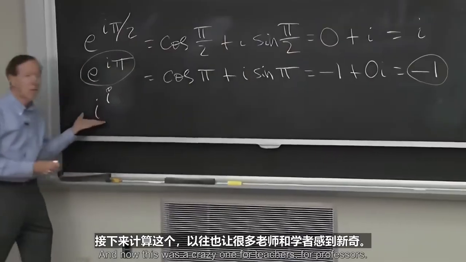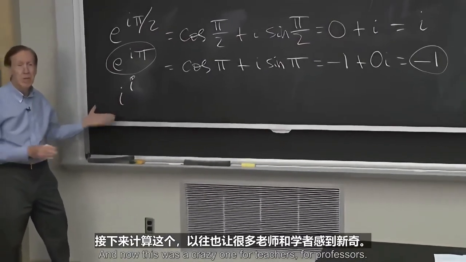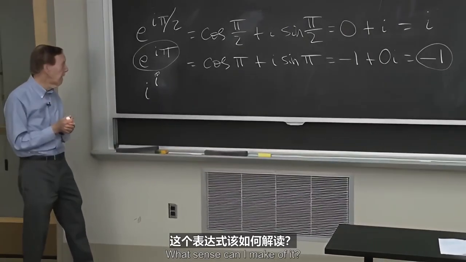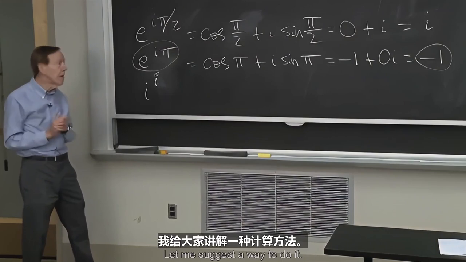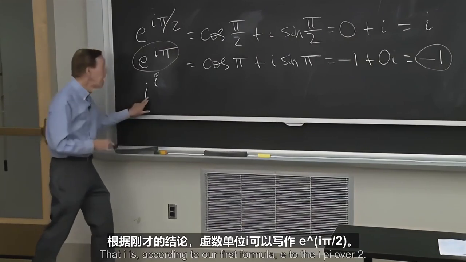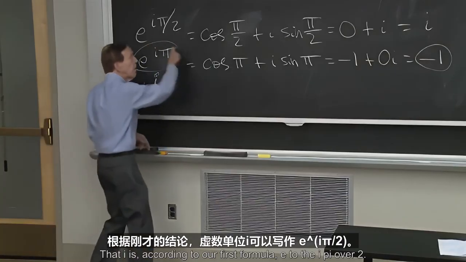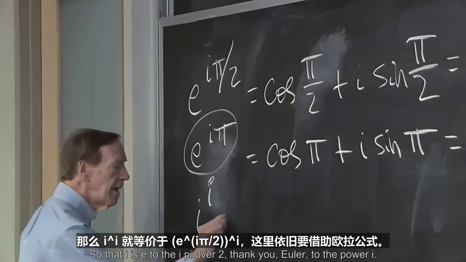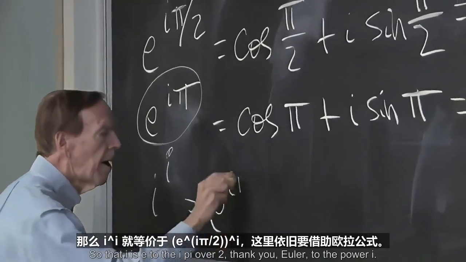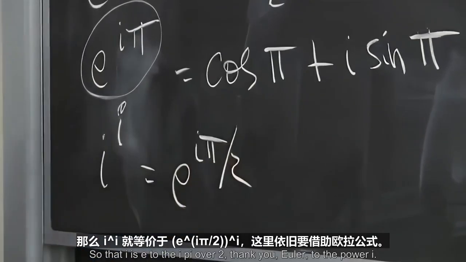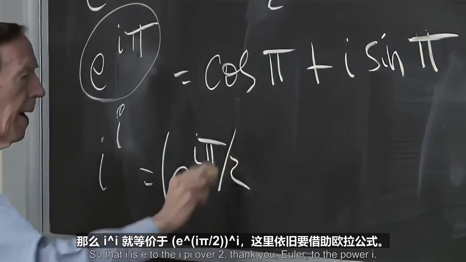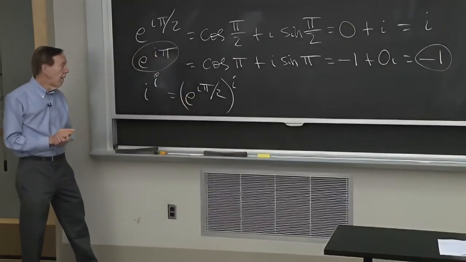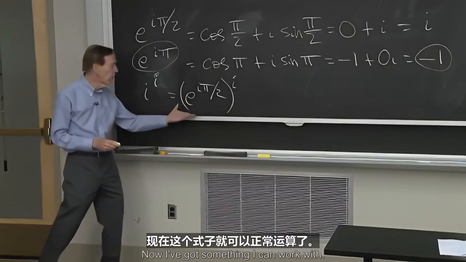And now this was a crazy one for teachers, for professors. What could i to the i be? What sense can I make of it? Let me suggest a way to do it. That i is, according to our first formula, e to the i pi over 2. So that i is e to the i pi over 2. Thank you, Euler. To the power i. Now I've got something I can work with.